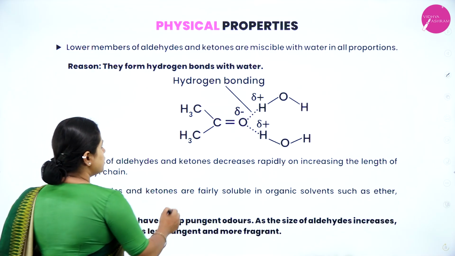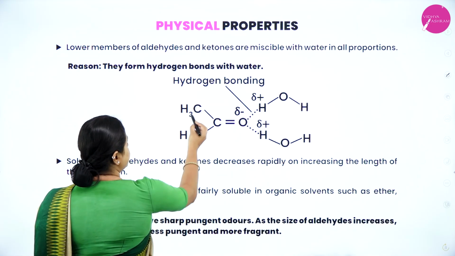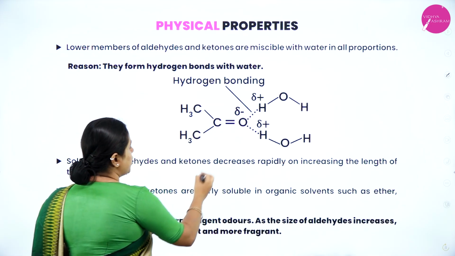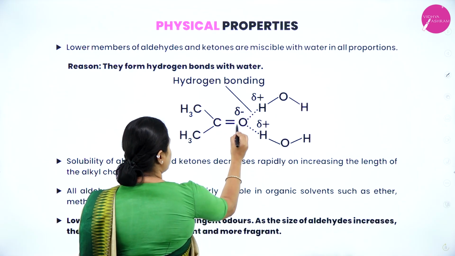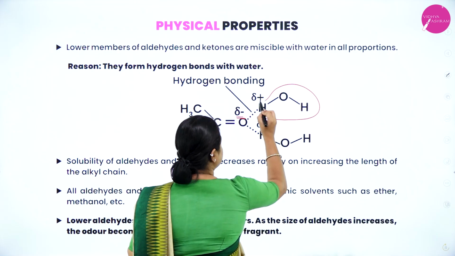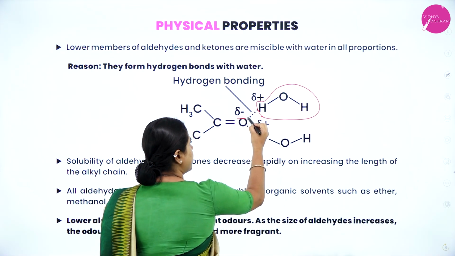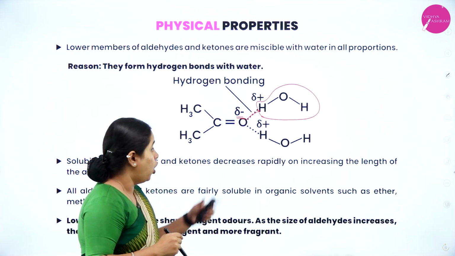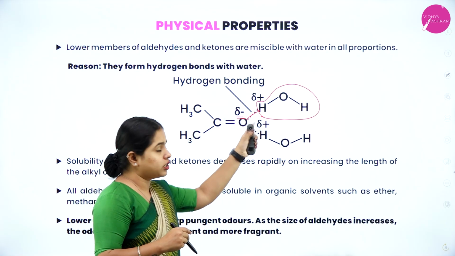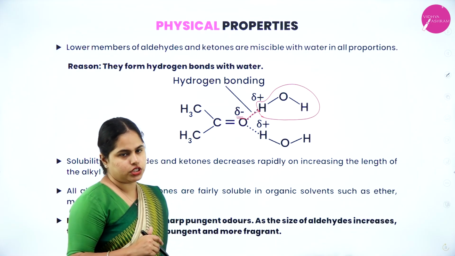Clear? So, take the first ketone, acetone, CH3COCH3. Of course, this bond is polar. So oxygen will have a partial negative charge, and this is H2O, a water molecule, where the hydrogen will have a partial positive charge. So a bond is formed between the oxygen of the ketone and the hydrogen of the water molecule. This is an intermolecular hydrogen bond which is formed here.